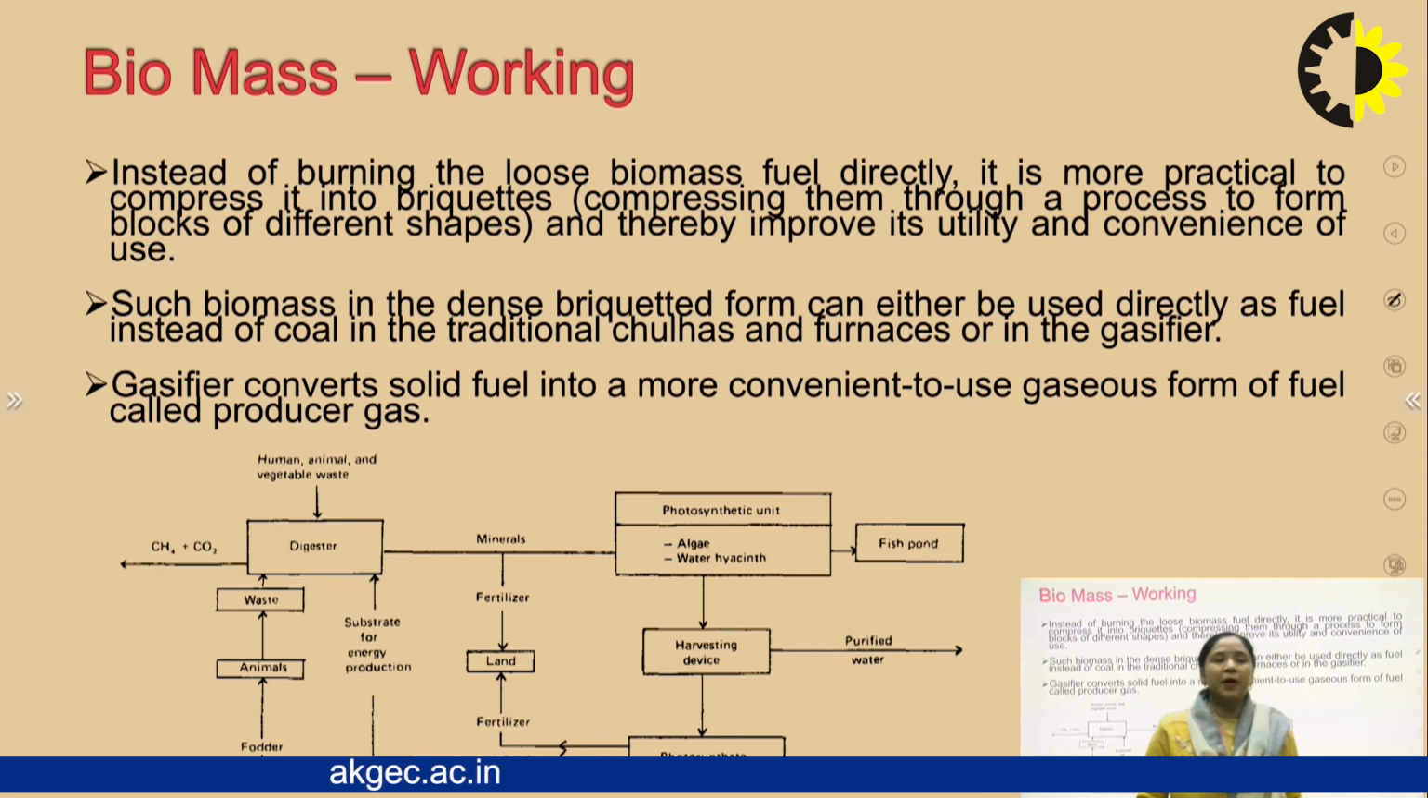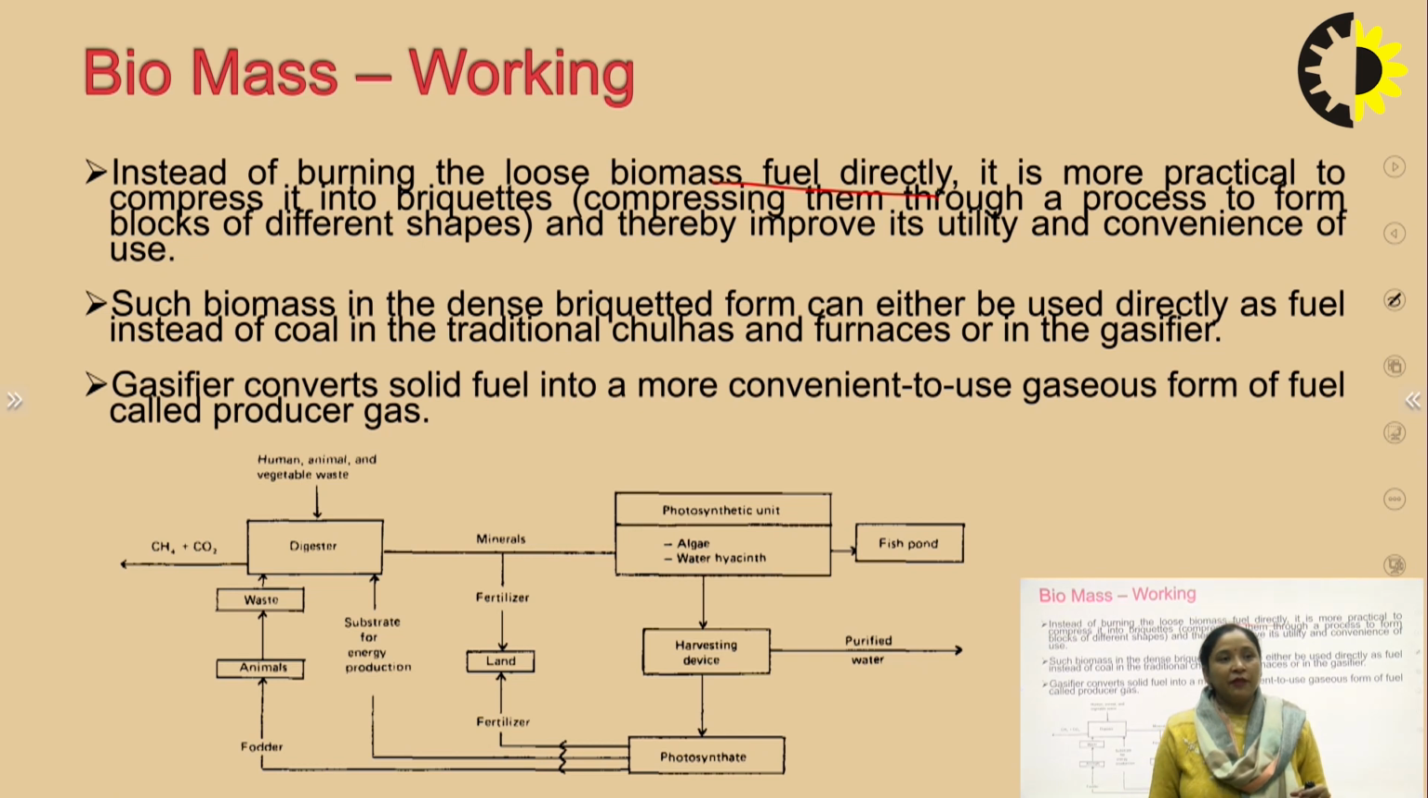Instead of burning loose biomass fuel directly, it is more practical to compress it into briquettes. You might have seen that whenever there is a crop, we get wheat from the crop, and the residual material is formed into briquettes, which are sometimes burned, and they can also be used to create biomass energy. Such dense biomass briquettes can either be used directly as fuel, like we can burn it instead of coal, in the traditional furnace or as a gasifier.